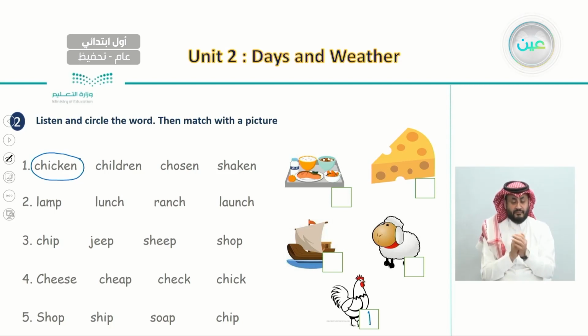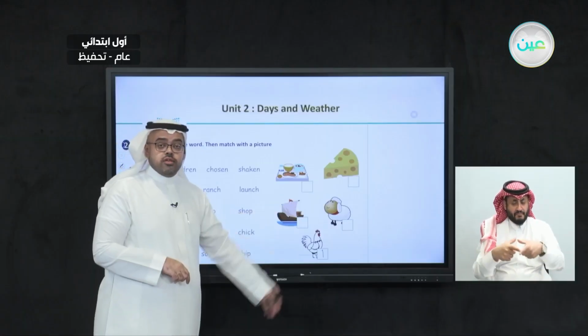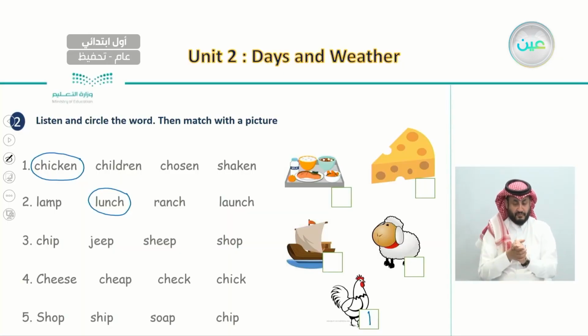Now let's listen to the second word. The second word is lunch. Lunch. Say after me, lunch. So where can we see lunch here in number two? It is of course the second one. So here we make a circle like this and then we look for the word lunch here with these pictures. So here you go. This is a lunch. So here we write number two. Number two. Now let's listen with the word of number three.